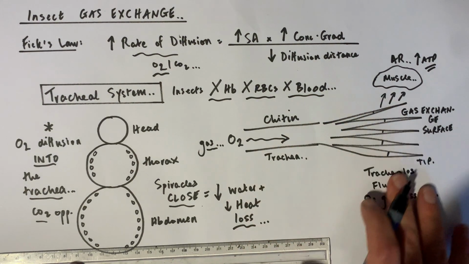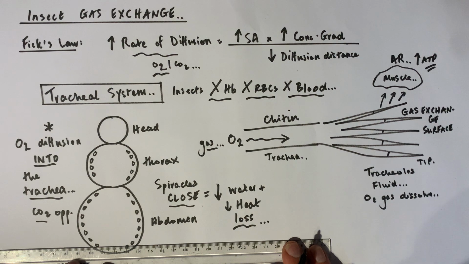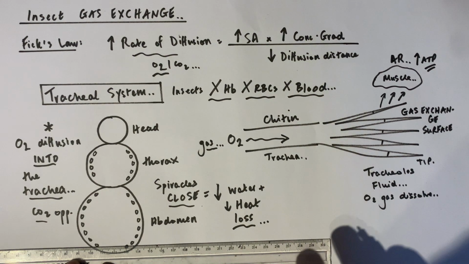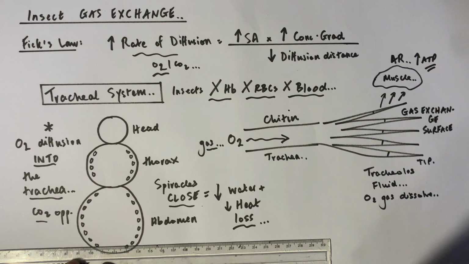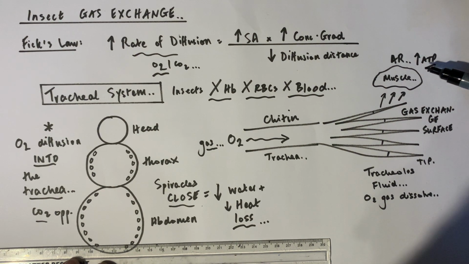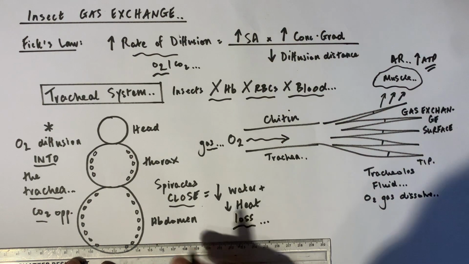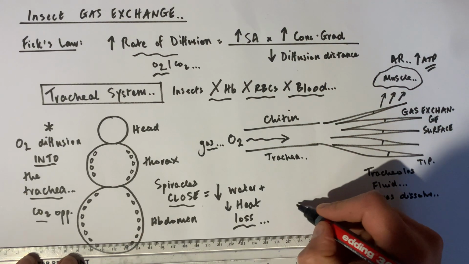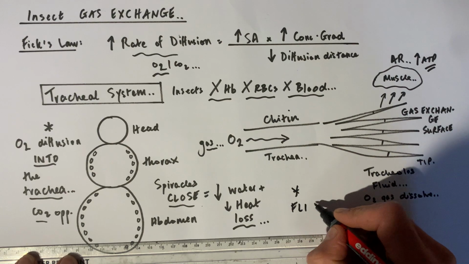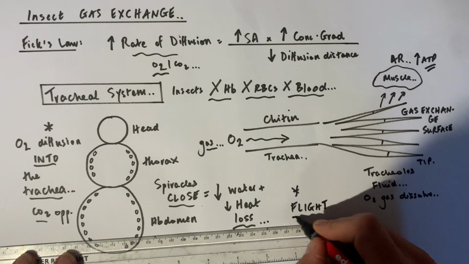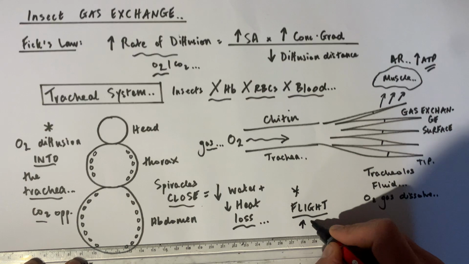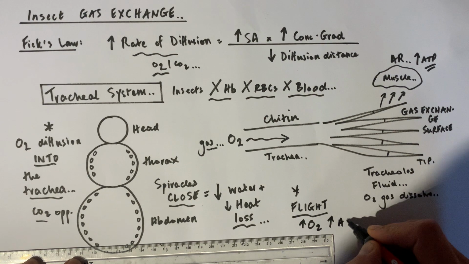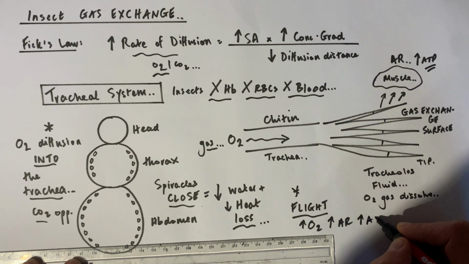However, this is the scenario when the insect is at rest. So we know insects have two pairs of wings and they can fly, and if they fly, that means they need more muscle contraction, which is going to require a bit more oxygen for aerobic respiration, because that makes the ATP needed for muscle contraction. So what happens then, if we go back to this scenario on the left here, during flight, when the insect is more metabolically active, it requires more oxygen because it requires more aerobic respiration to make more ATP.